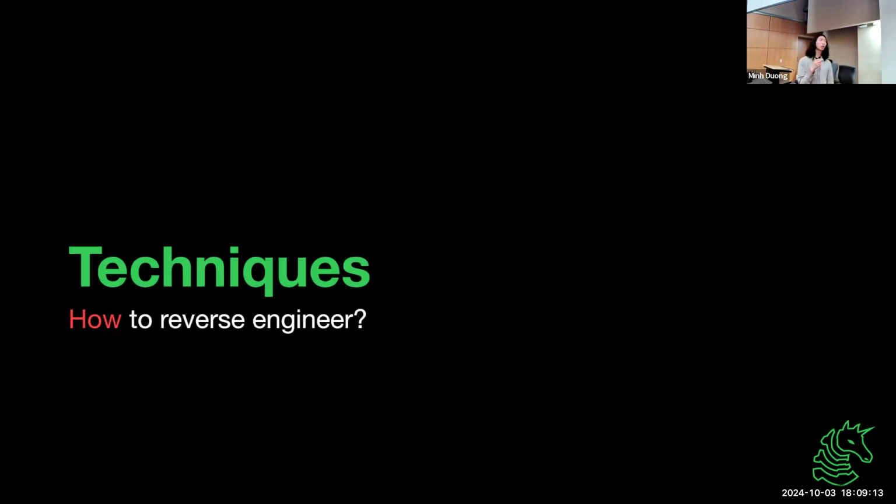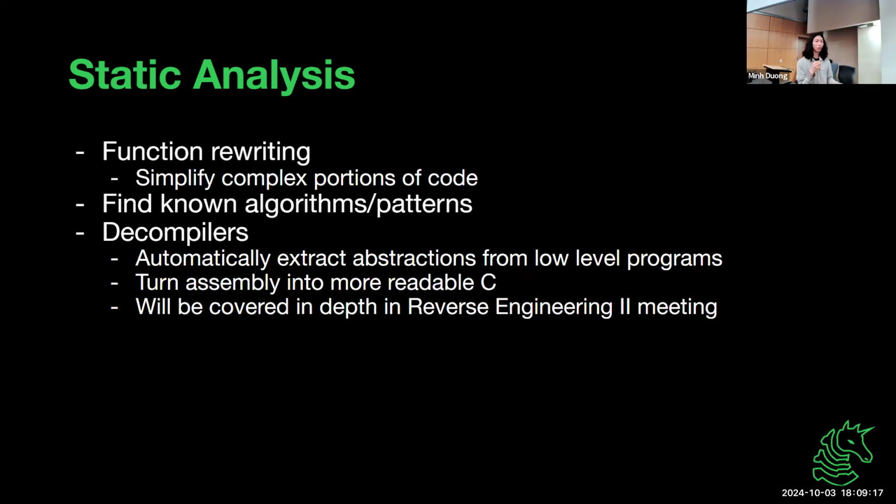So how do we do this reverse engineering? For static analysis, some of the things we can do are rewriting functions or simplifying various pieces, especially if it's obfuscated. Renaming variables can be very helpful. For compiled binaries, we have tools like Ghidra, which will be covered in reverse engineering 2. Those will help with converting from machine level code to higher levels like C.